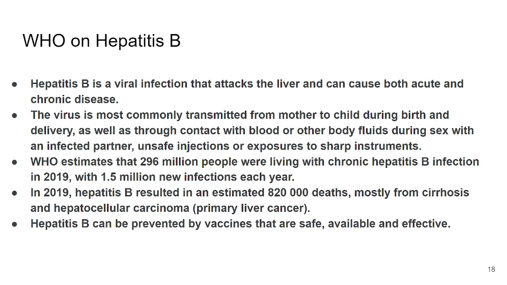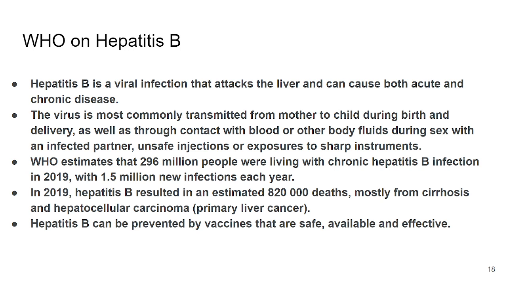Now, the other variant of the hepatitis is hepatitis B. The B virus, according to WHO, is a viral infection that attacks the liver and causes both acute and chronic conditions. It's more virulent. And it is transmitted either during birth from the mother to the child, or it may be transmitted through the blood or other body fluids, either during sex with an infected partner, or unsafe injections, or exposure to sharp instruments can result in hepatitis B.